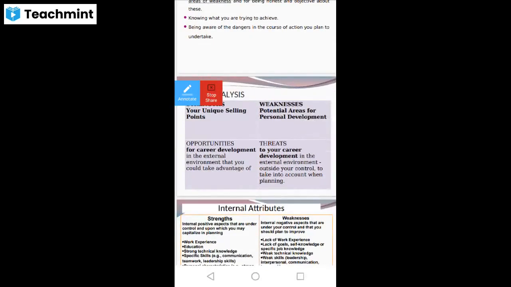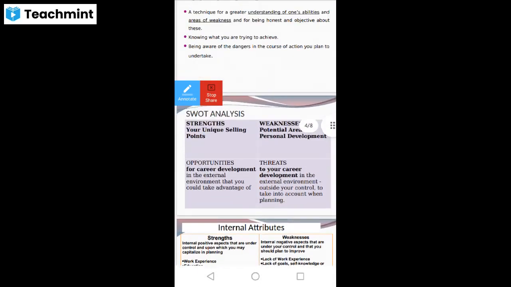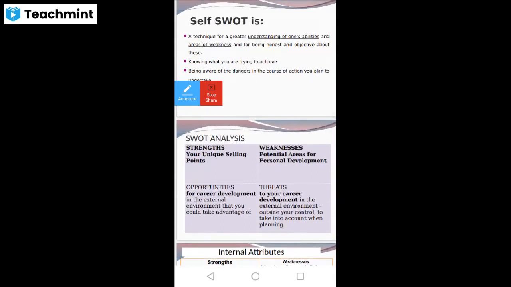Then opportunities for career development in the external environment that you could take advantage of, and what we call threats to your career development in the external environment outside your control to take into account when planning. Okay, you have to take into account what opportunities you have, what challenges you are going to have. Actually, here SWOT is changed to SWOC instead of T.